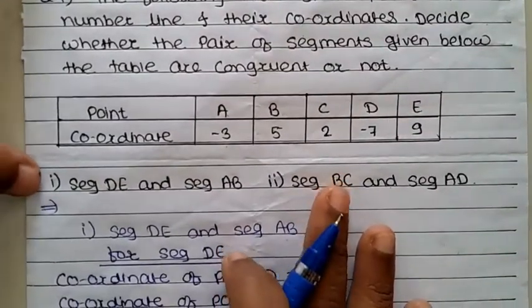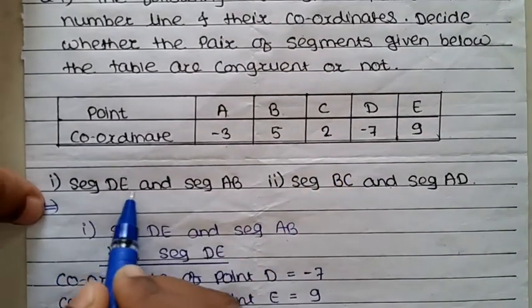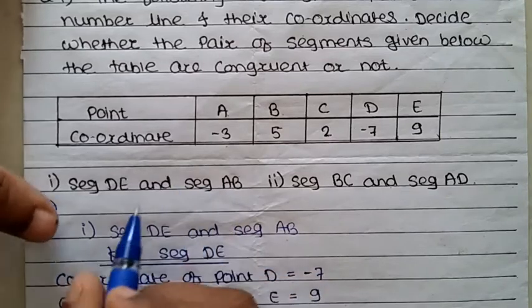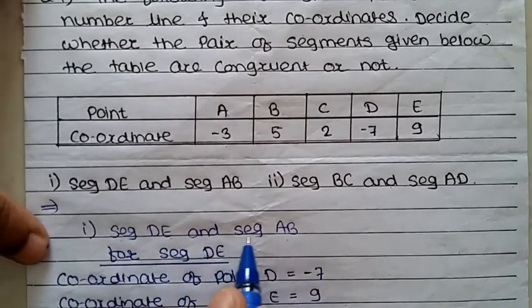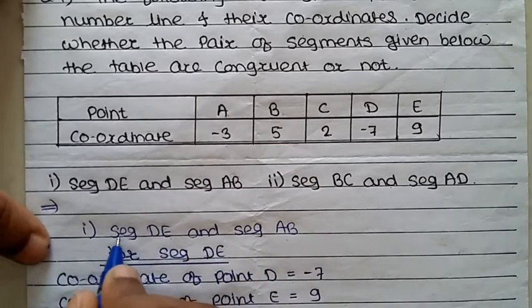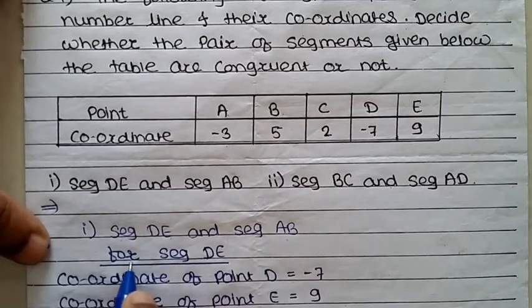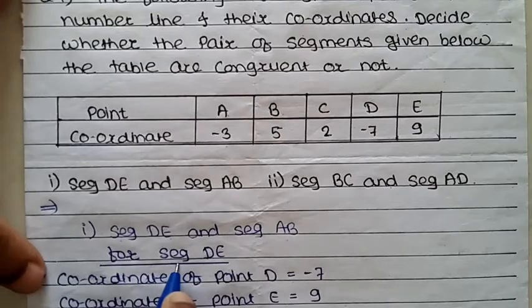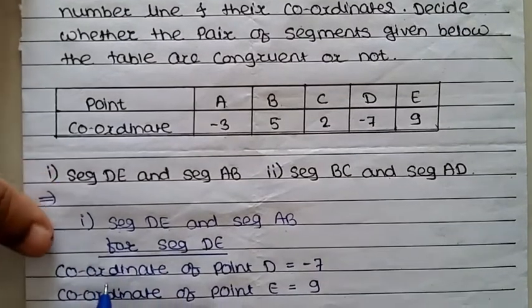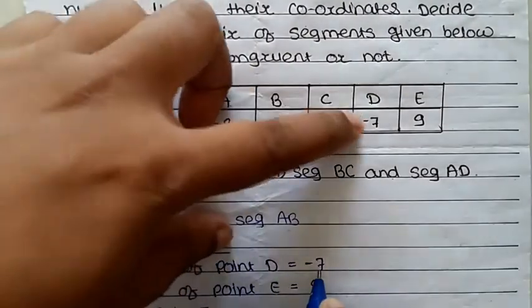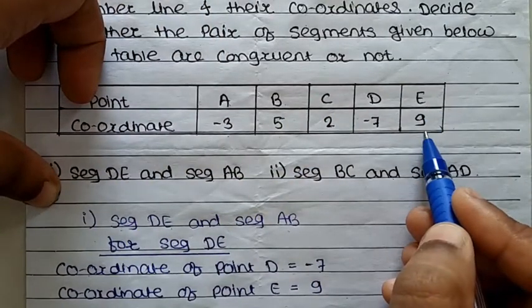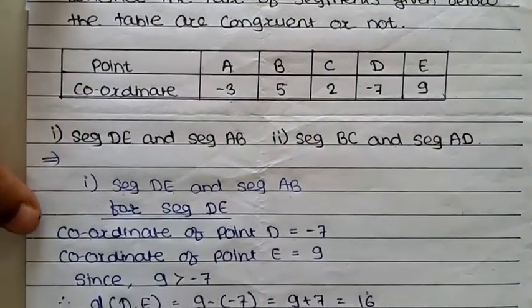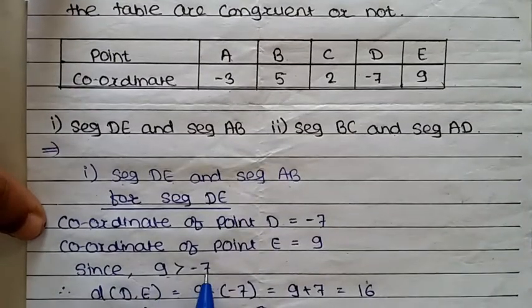Question number 1: segment DE and segment AB. We have to calculate the first one, segment DE, and then segment AB. For segment DE, the coordinate of D is -7 and the coordinate of E is 9. Which is the greater one? 9 is greater than -7.